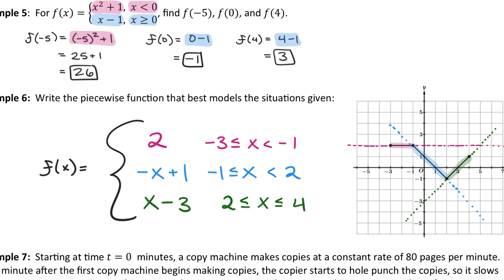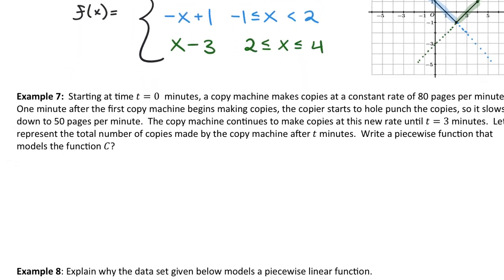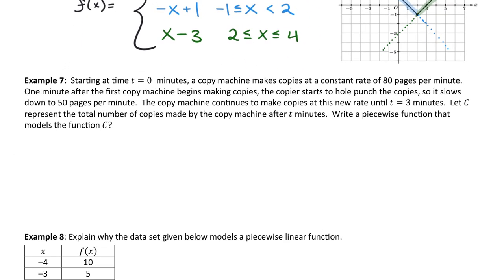Another way you may see piecewise functions is through a scenario here. This scenario says, starting at time t equal to 0 minutes, a copy machine makes copies at a constant rate of 80 pages per minute. 1 minute after the copy machine begins making copies, the copier starts to hole punch the copies, so it slows down to 50 pages per minute. The copy machine continues to make copies at this new rate until t equal to 3 minutes. Let C represent the total number of copies made by the copy machine after t minutes, and write a piecewise function that models the function C.